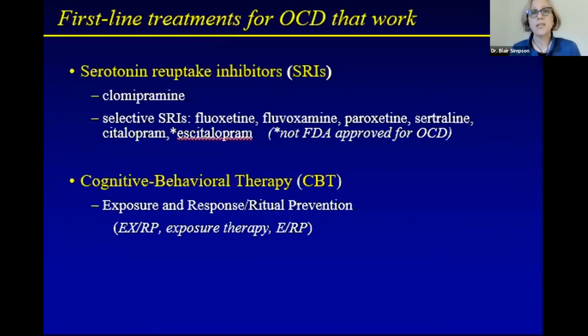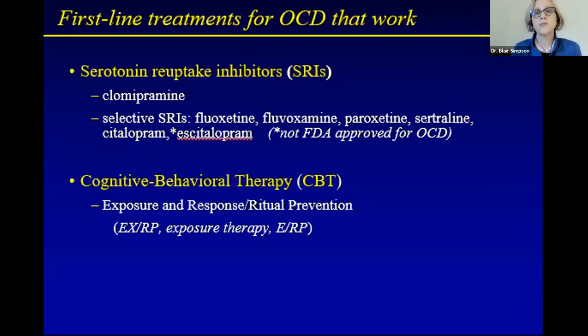Now, the good news is we have first-line treatments for OCD that work, and they come in two general classes. One is medications called serotonin reuptake inhibitors, or SRIs, and I list them here. They include clomipramine, which is, if you will, an old-fashioned antidepressant, but it has a lot of serotonin reuptake inhibition in it. And then all the selective serotonin reuptake inhibitors, and I've listed the generic names here. All of these work, even if they're not all FDA approved, and that's been shown in randomized controlled trials.